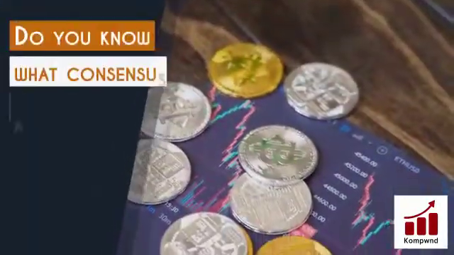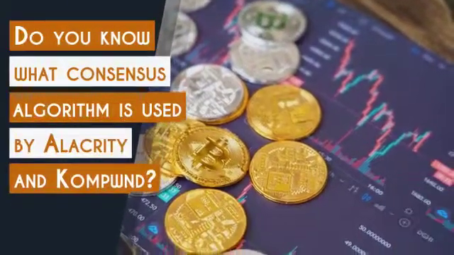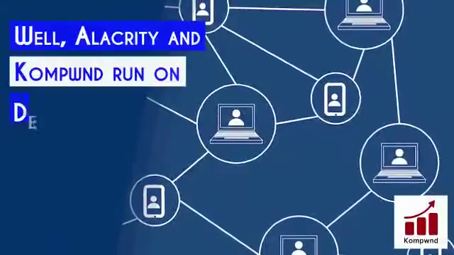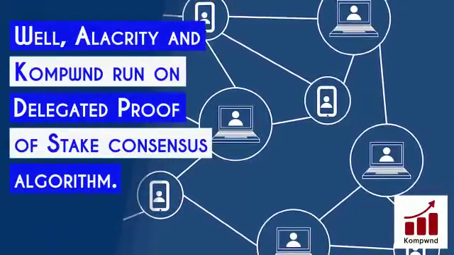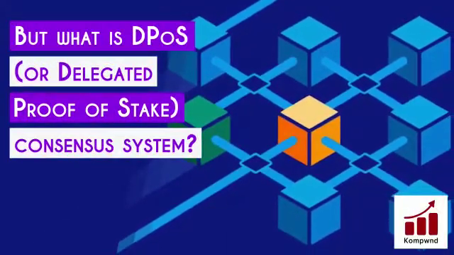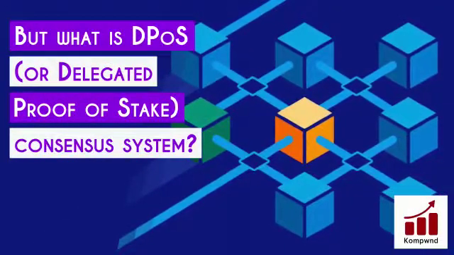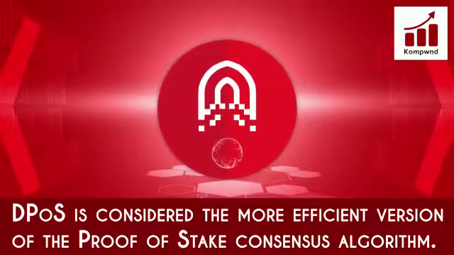Do you know what consensus algorithm is used by Alacrity and Kompwnd? Well, Alacrity and Kompwnd run on the delegated proof of stake consensus algorithm. But what is the PoS, or delegated proof of stake, consensus system? DPoS is considered the more efficient version of the proof of stake consensus algorithm.